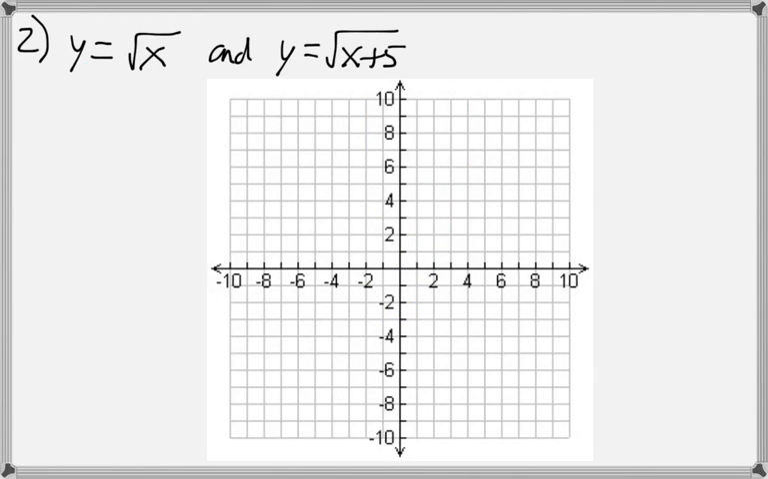Okay, number 2, it's the same thing. So in my y1 and my y2, I want to type in these two equations. So the square root is the second x squared key, and then square root of x plus 5. And let's graph those. So my first one is like that, and my second one, if you look at it, it starts over here at -5, and it goes like that.